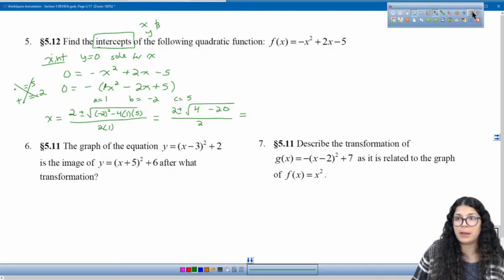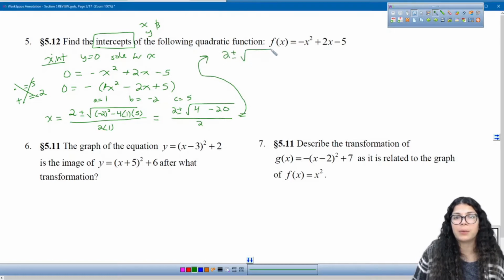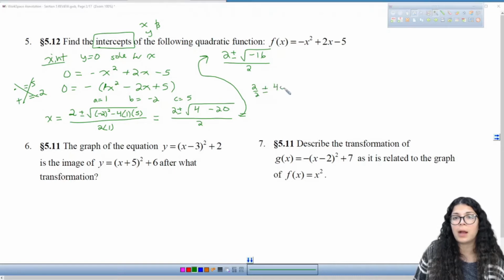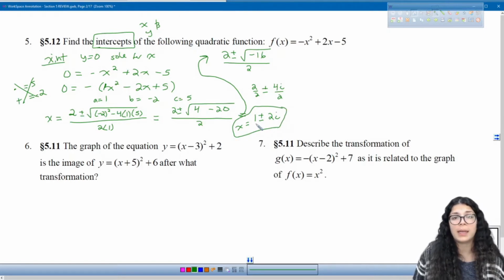Simplifying further from there, actually, let me just go ahead and bring this up over here. We have 2 plus minus the square root of 4 minus 20, which is negative 16, over 2. Now the square root of negative 16 is actually 4i, right? The square root of negative 1 is i, and then the square root of 16 is 4. So this is 2 over 2 plus minus 4i over 2. 2 divided by 2 is 1. 4i divided by 2 is 2i. So my 2 x-intercepts, they are not real. They are 2 imaginary x-intercepts, 1 plus 2i and 1 minus 2i.